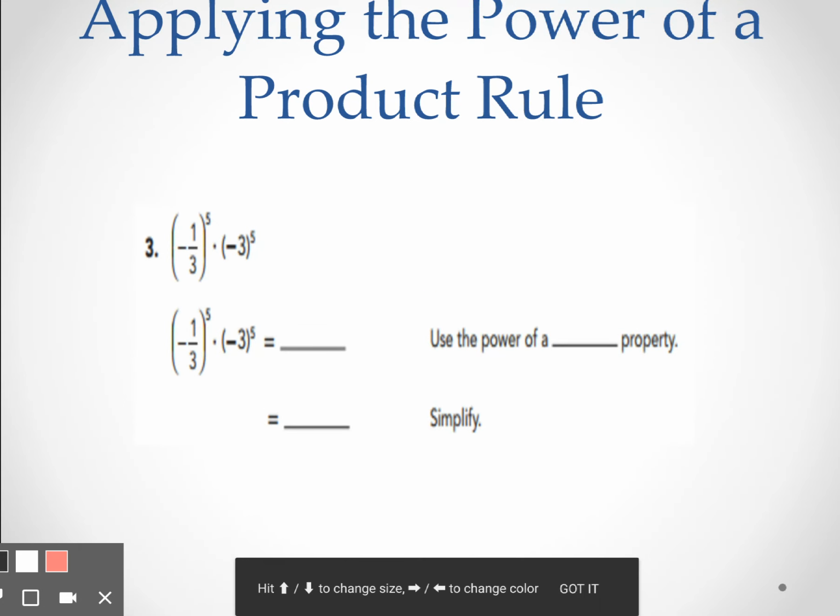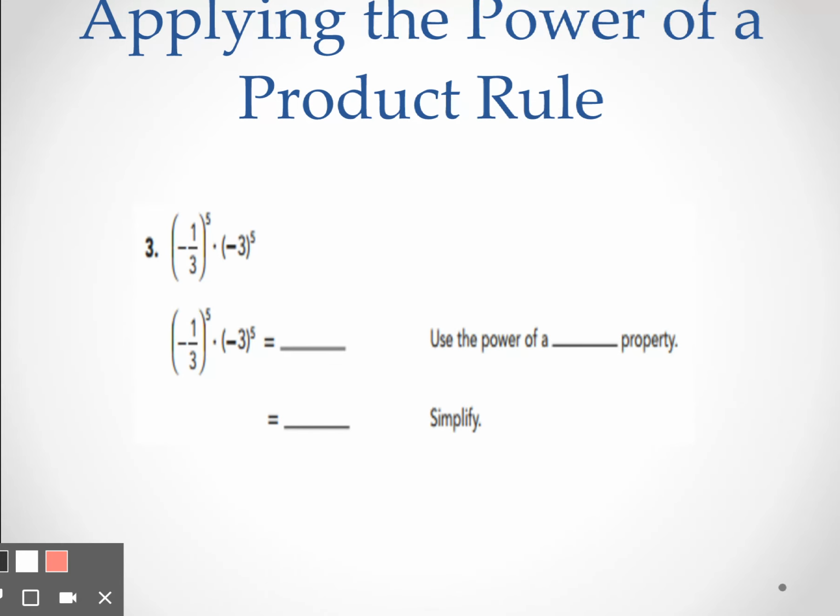It's a little bit more practice here where we have negative 1/3 to the fifth power times negative 3 to the fifth power. It doesn't matter that one's a fraction and one's a whole number. Because they still have the same exponent, we can still apply the power of a product property. And I'll have negative 1/3 times negative 3 all to the fifth power.